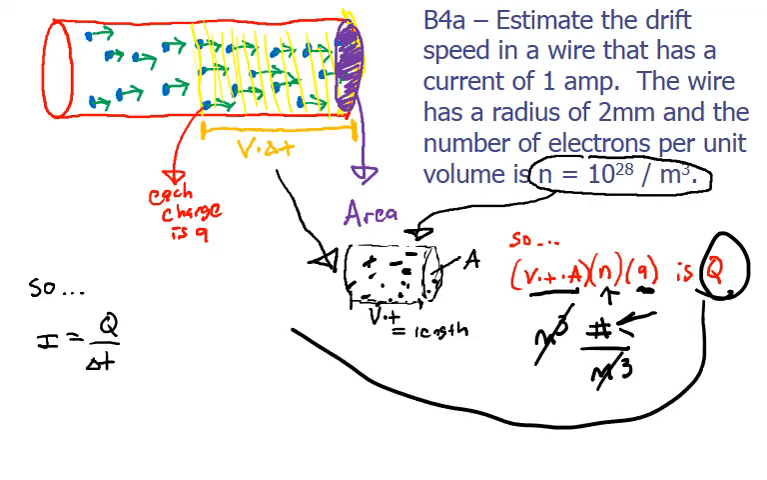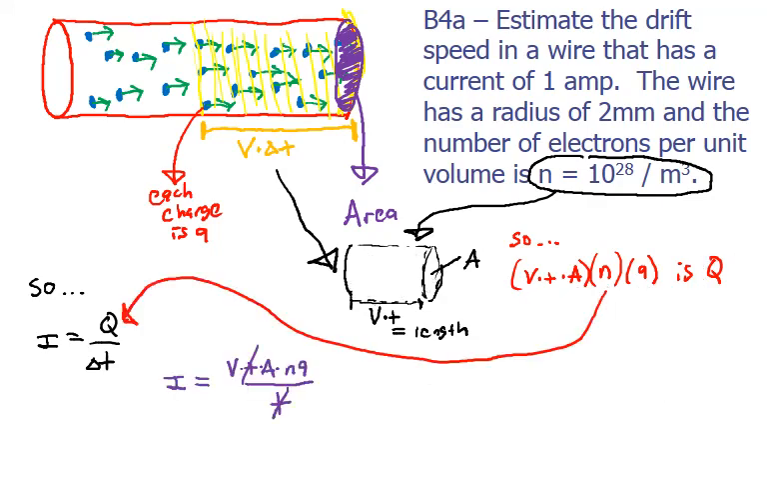And then what we can do is we can take this and put it all into here. And when we do that, the times will cancel out. And then we're left with the drift speed times the area times n times q. And this is the current that passes through.